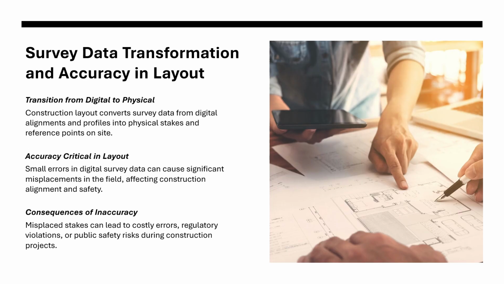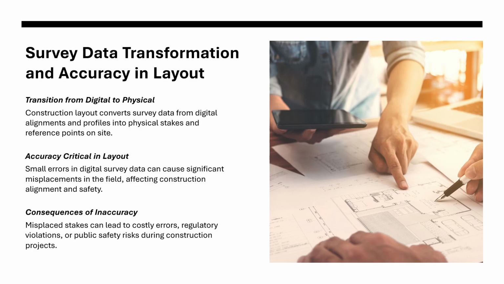So construction layout, in a little more detail, is the stage where survey data moves directly from the computer screen to the ground. This is the point where alignments and profiles created in Civil 3D are transferred into stakes, marks, and reference points that will guide contractors as they build. In many ways, construction layout is the ultimate test of survey accuracy.